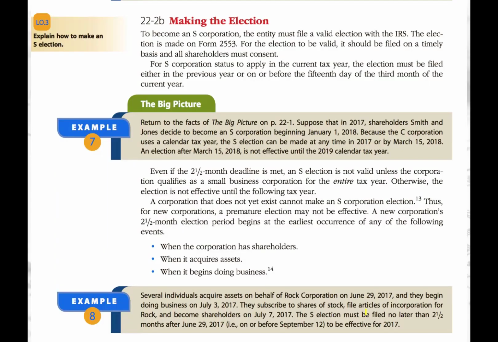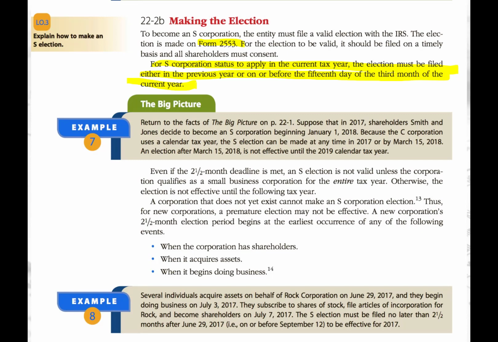Okay, good. So just looking at a couple things from the text here in terms of when we have to make the election on that Form 2553, we have to make it either before the current year or we have to make it by the 15th day of the 3rd month of the current year.